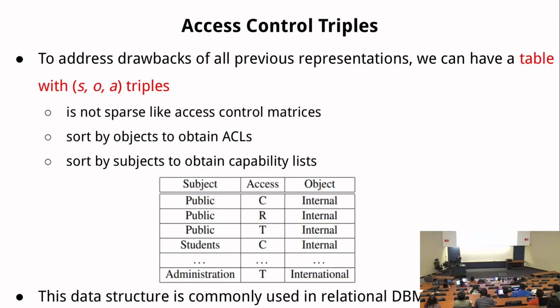So what if we just have a much smaller table? In this table, we do not store everything. We only store those rules that say a subject has a permission to something, right?